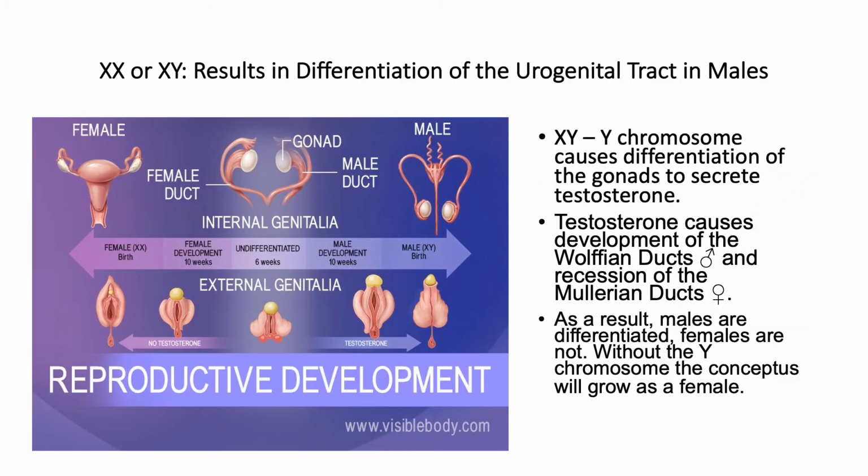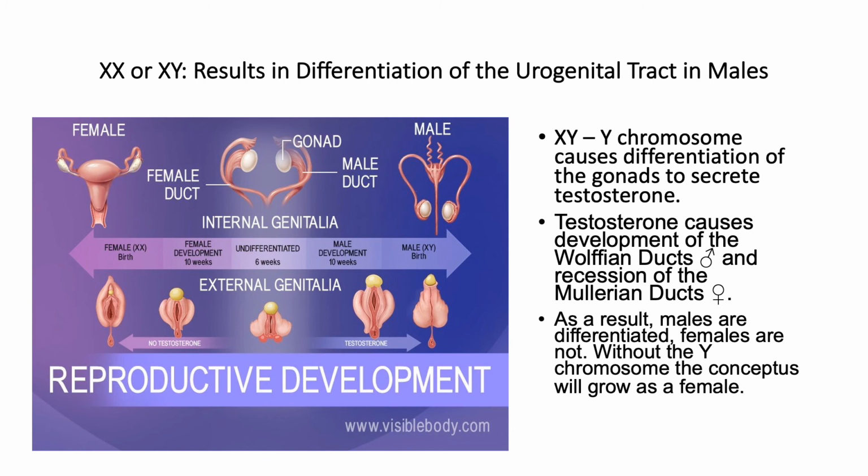Let's look at differentiation of the urogenital tract in males. First of all, we have an XX or XY determinant of male or female. So really biologically, the way it works is, everybody has an X chromosome. Females have 2 X chromosomes. The Y chromosome is what differentiates. So males have a Y chromosome, females do not. And this is what causes differentiation.